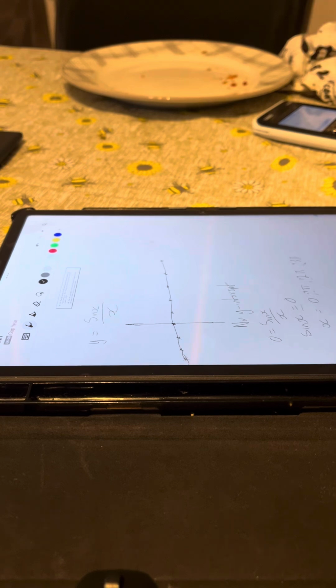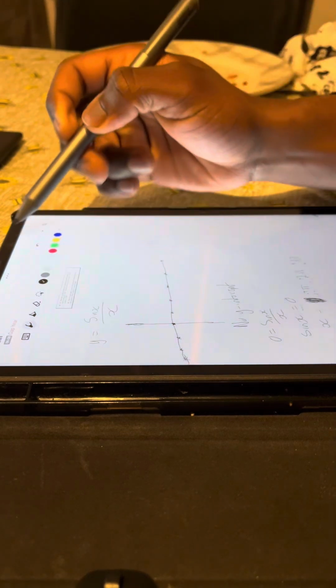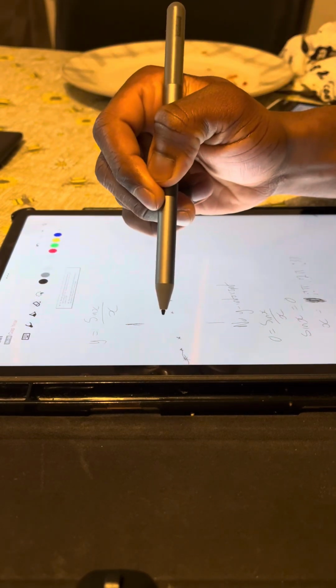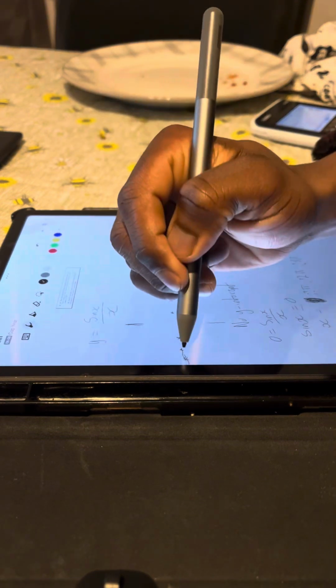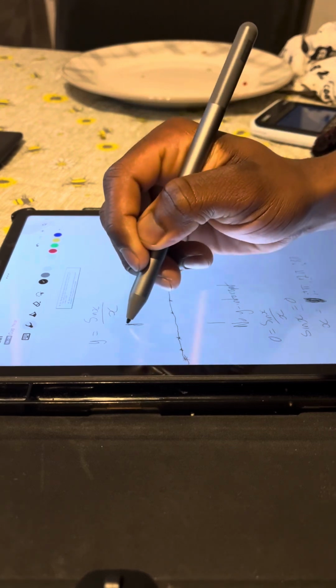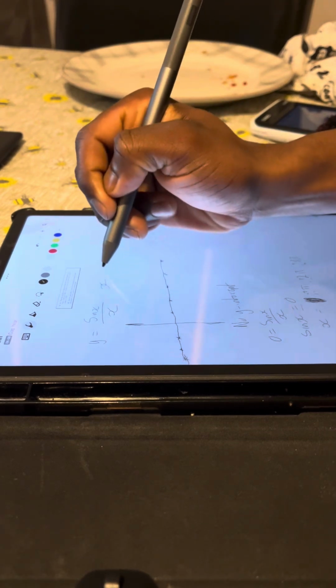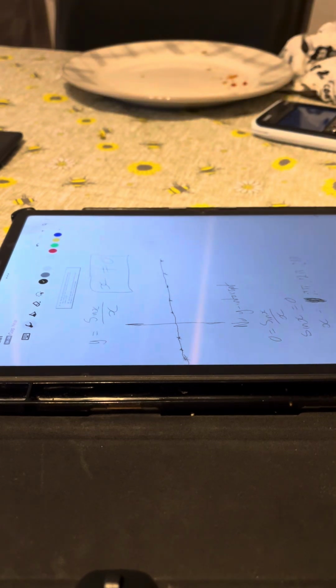But wait, we say there's no y-intercept, so x cannot be 0 here. So the solution x equals 0 doesn't work in this case. Let me just write that there: x is not equal to 0. Okay, we'll leave it like that.